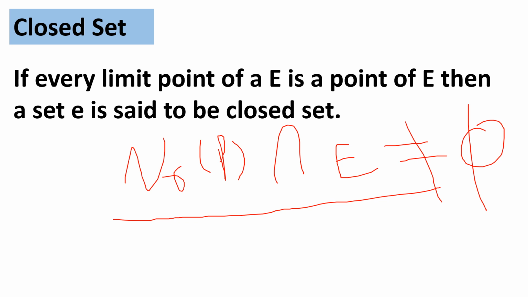If every limit point of E is a point of E, this is nothing but the limit point of E. There are some intersection, some similar points, common points. So by this only we can say that every limit point of E is a point of E.